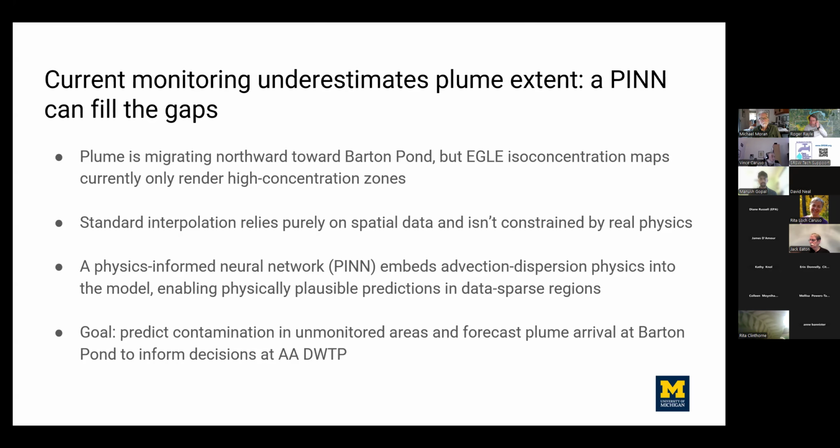The purpose of my project was predicting how the dioxane moves in unmonitored areas and forecasting the arrival at Barton Pond, which is the Ann Arbor drinking water treatment intake. 85% of the drinking water comes from Barton Pond.